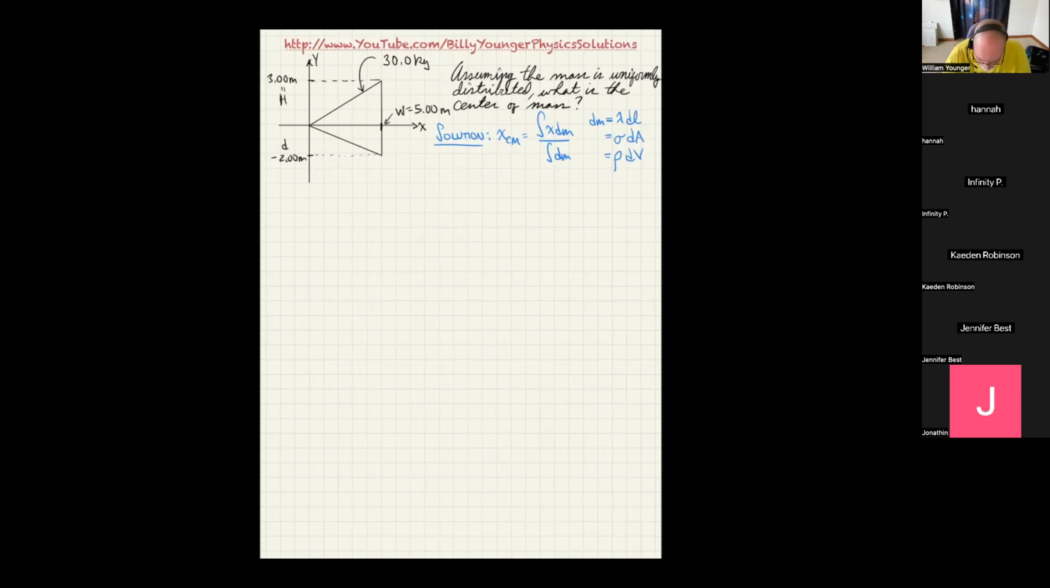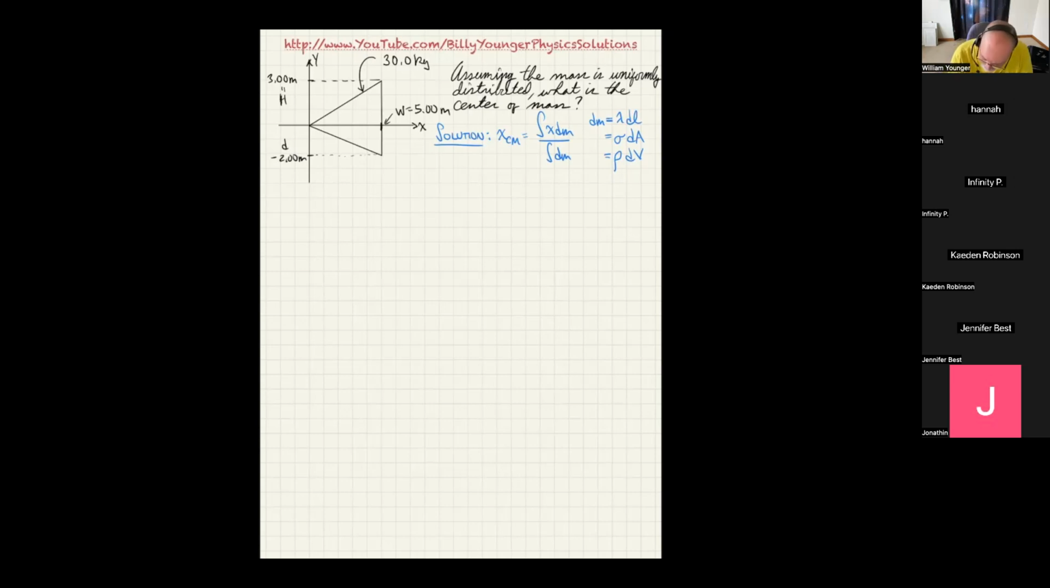In this case, we can actually figure out what sigma is, and that's a little bit instructive. What I've noticed from years of teaching this is my students, out of let's say 24 students, probably about 20 of them just don't get what the heck sigma, lambda, or rho is. So I try to beat that in as best I can. And one of the ways I try to do that is, in this case, I would take that 30 kilograms and I would divide it by the surface area of that triangle, and that would be sigma.